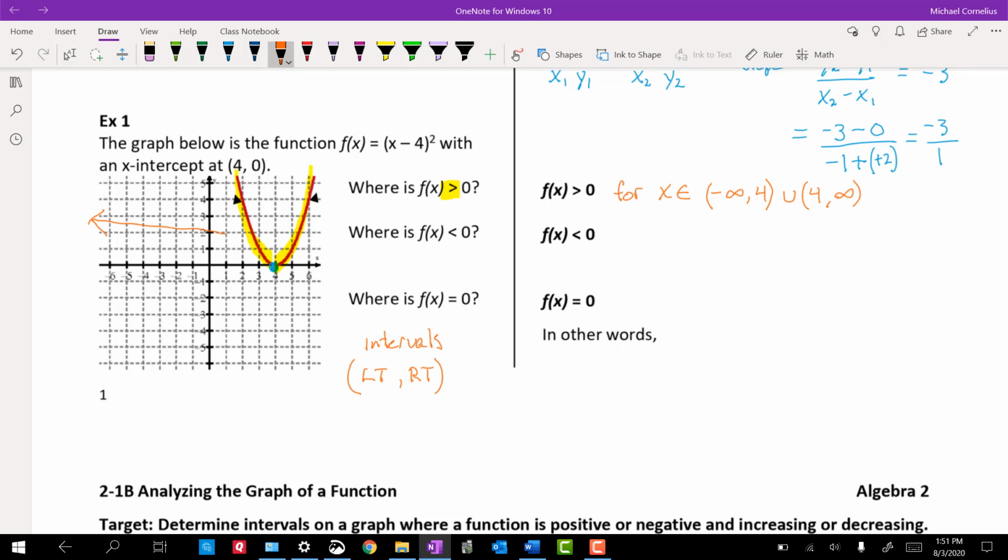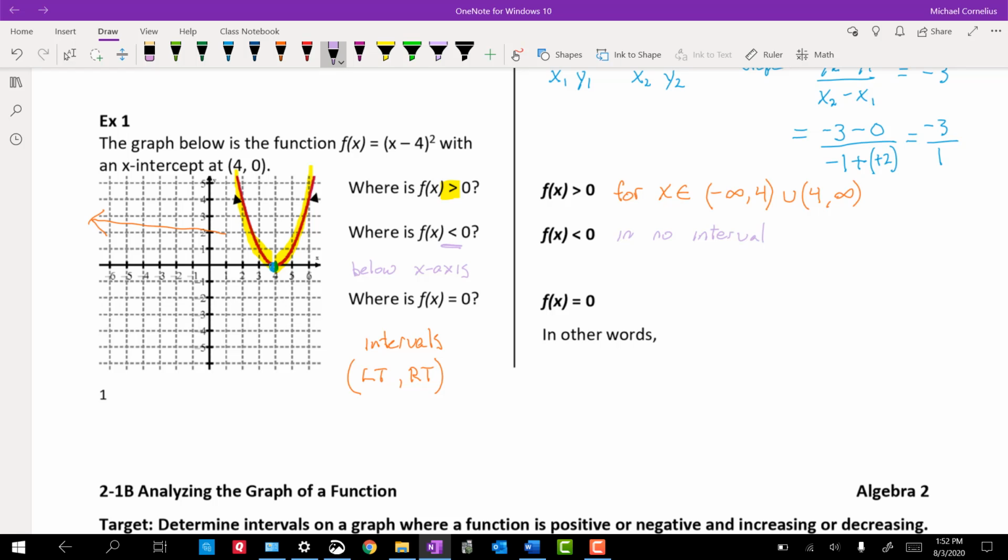The next one says, where is f of x less than 0? Well, what does less than 0 mean? That means below the x-axis, right? The first thing you notice is there is no part of this graph below the x-axis, so in no interval. Because it's not below the x-axis.